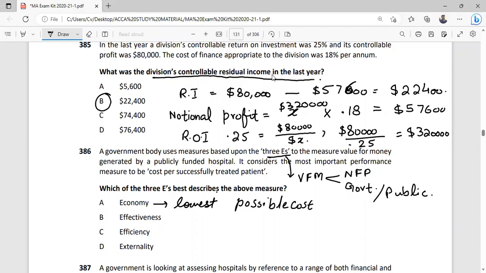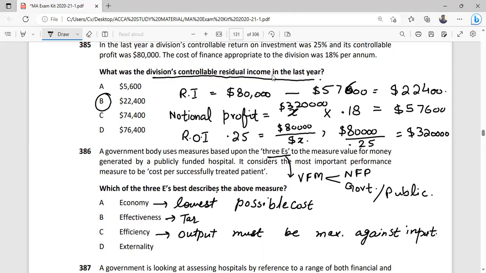Second E is efficiency. Efficiency means output must be maximum against input. It means losses must be lowest possible, or ideally there must be no loss. Our input and output must be equal to each other. And effectiveness means target is achieved. Externality is not part of the value for money. So now we know that we are talking about these three.